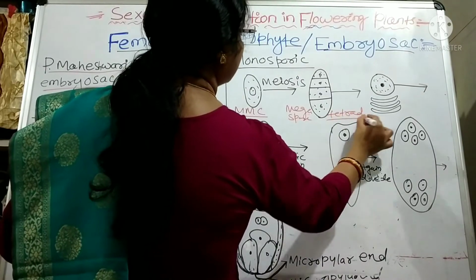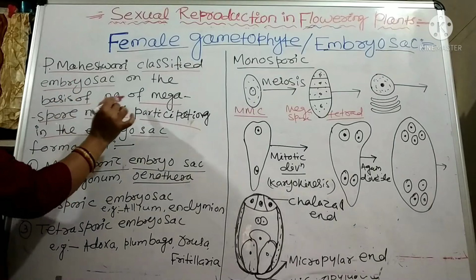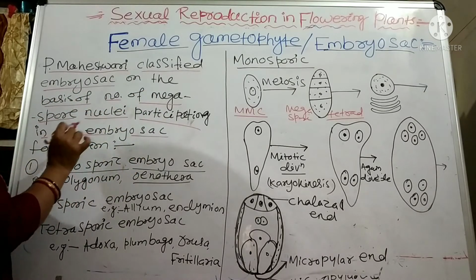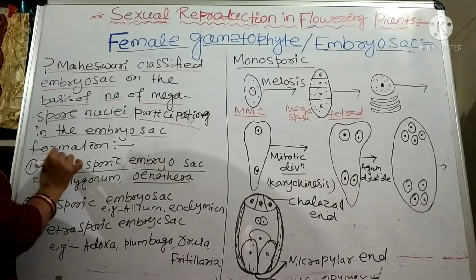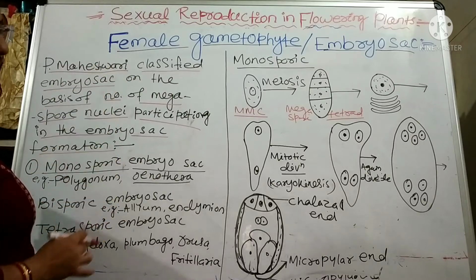On the basis of the number of megaspore nuclei participating in the embryosac formation, the embryosac is of different types according to P. Maheshwari.